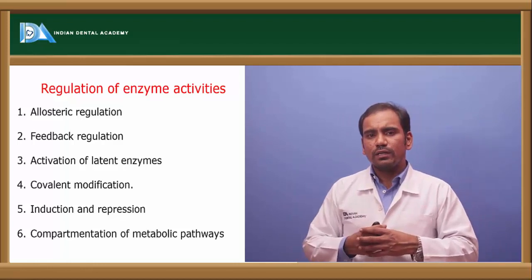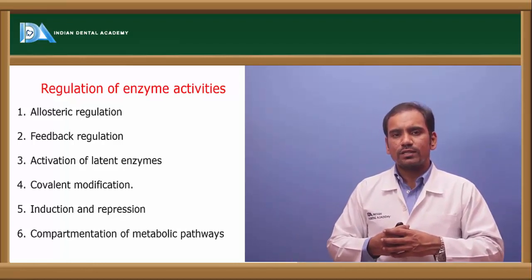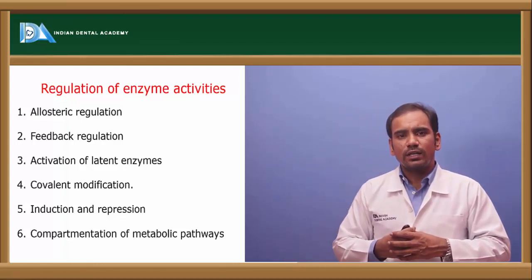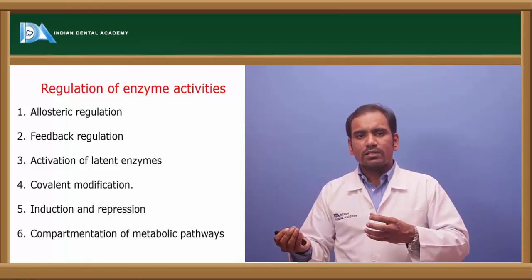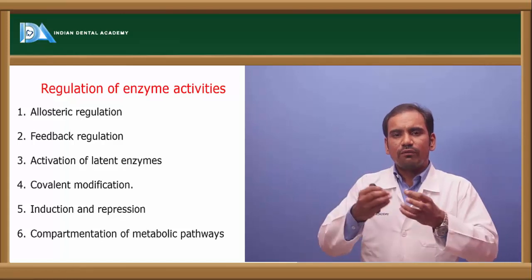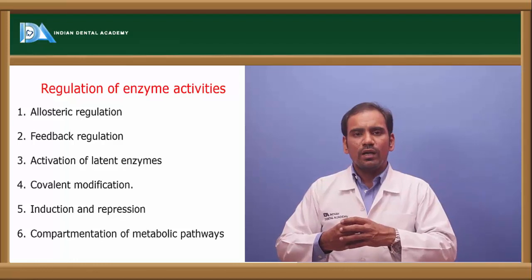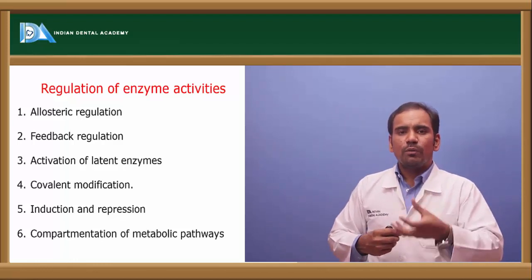For example, if you take carbamyl phosphate synthase 1, CPS1, in the urea cycle, CPS1 activity is increased by N-acetyl glutamate. It is a positive modifier, meaning whenever N-acetyl glutamate binds with carbamyl phosphate synthase 1, the activity of the enzyme is increased. So more carbon dioxide and ammonia will be converted into carbamyl phosphate. So that is a positive modifier.